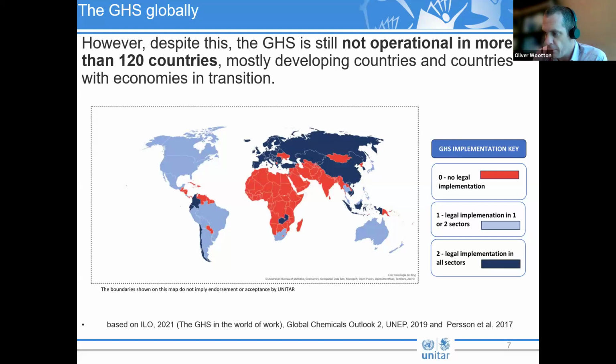And this is the map that we have showcasing, particularly in red, where there's no legal implementation of the GHS. And to note that this is based on previous work by academics back in 2017 and built on with the Global Chemicals Outlook 2 and ILO since then. And so much of the work we're focusing on is really working with these countries to increase the levels of implementation, support them as they develop legislation, and training, capacity building, and awareness to make sure that that implementation is as effective as possible.